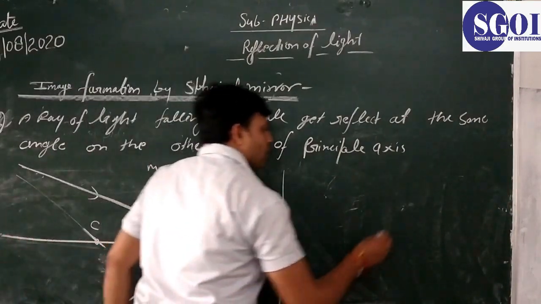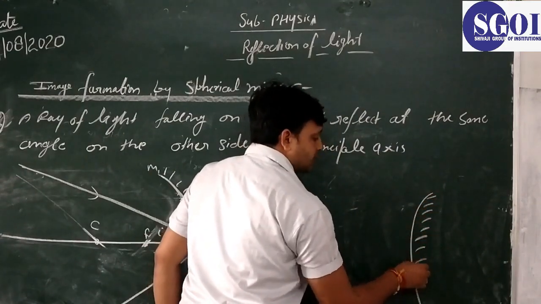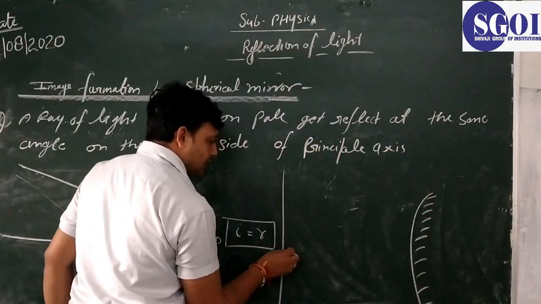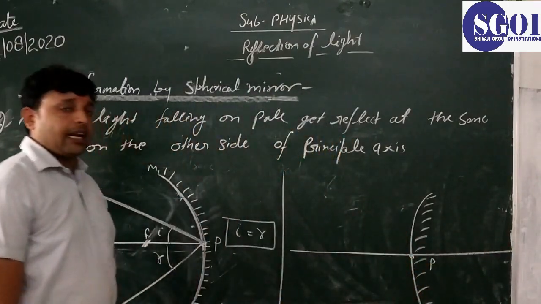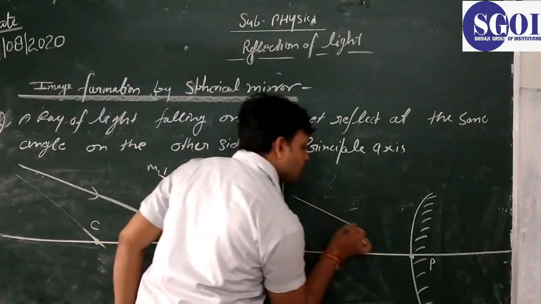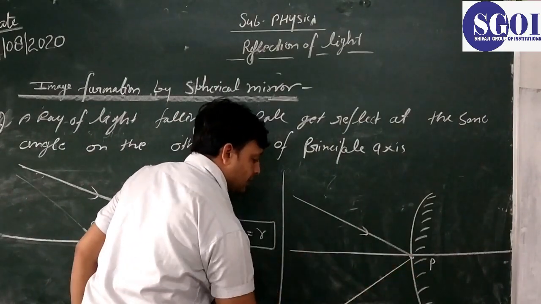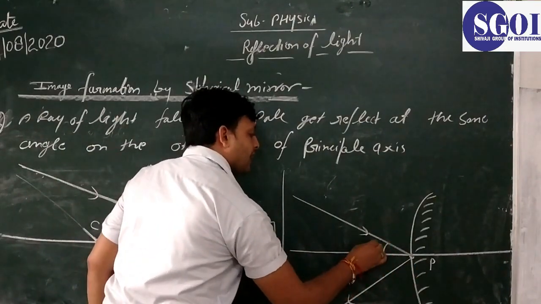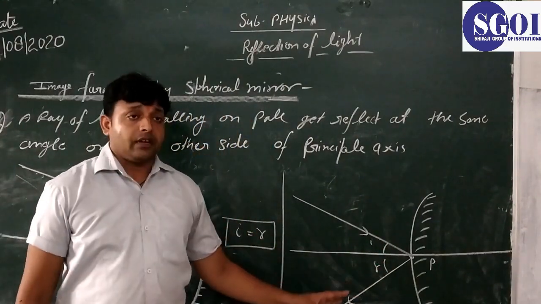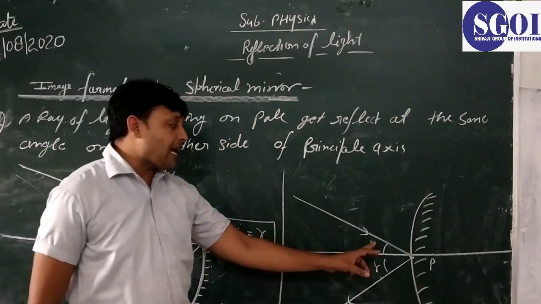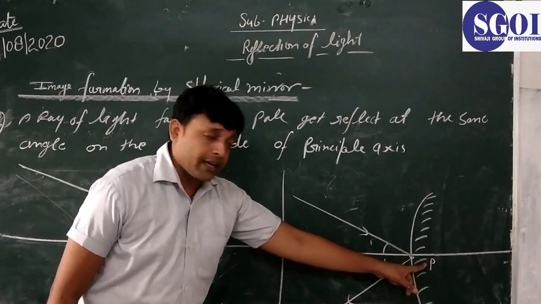Now, this is a convex mirror. Its outer surface is the polished surface, and this is the principal axis. This point is called the pole. A light ray falling on point P, after falling, is reflected to the other side. In this case the incident angle is equal to the reflection angle. Always the reflection angle is equal to the incident angle when a light ray falls on point P. Note this.